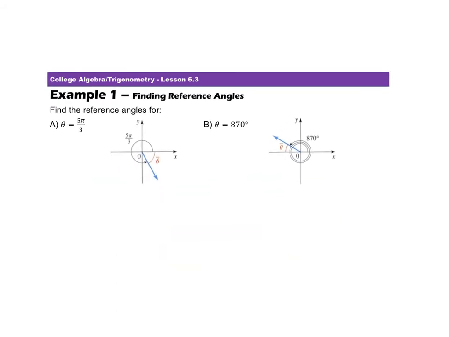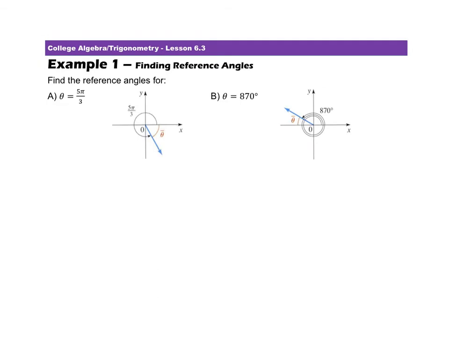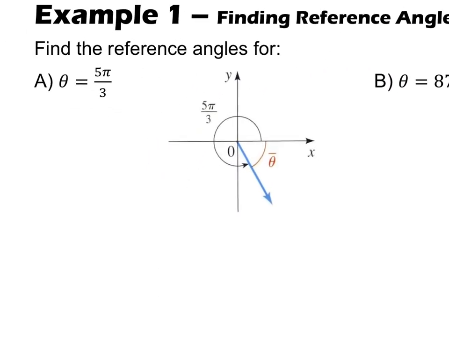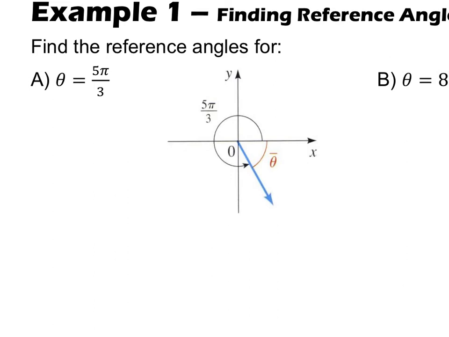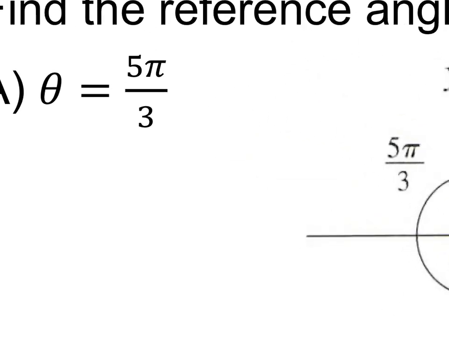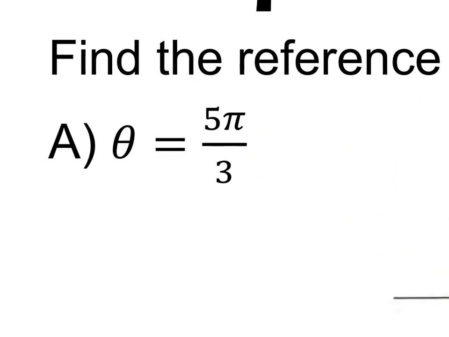All right, now find the reference angles for these. They gave us a picture here, which is really nice. But I don't really care that they gave us a picture because I'm not going to give you a picture. You're going to have to figure out what quadrant the angle's in. So let's pretend that the picture's not there. Guys, do you know where 5 pi over 3 is? No, I don't know offhand though, like just by looking at it.